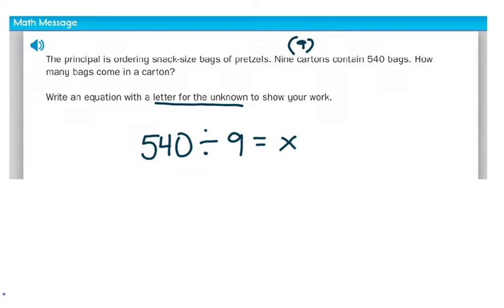All right, I'm going to go ahead and solve. I'm going to use the basic fact, 54 divided by 9. Remember, it is the inverse operation. So, in other words, you could ask yourself, 9 times what gives me 54? It would be 6. And then I need to add my 0 on the end. So the answer would be 60 bags.